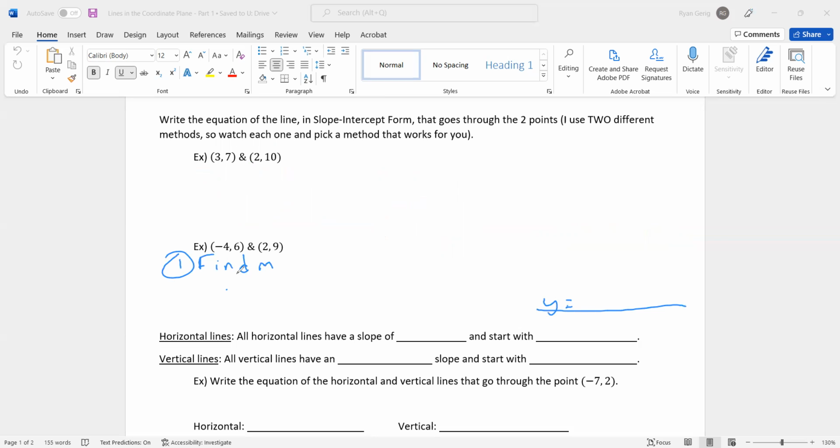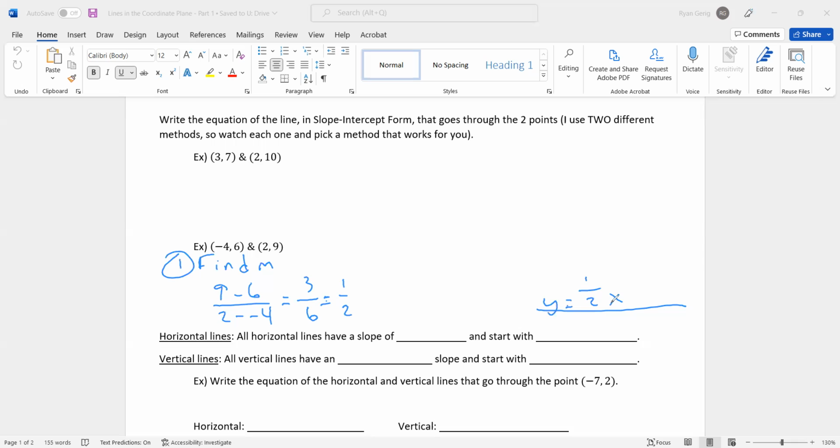All right, so y2, 9, minus y1, 6, over x2, 2, minus x1, which is -4. Notice how I said 2 minus x1, so 2 minus -4. That's important. 9 minus 6 is 3. 2 minus -4 is actually 6, which reduces to 1/2. Okay, so 1/2 is my slope.